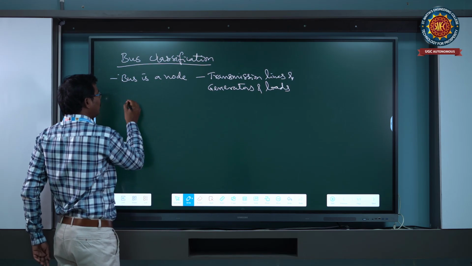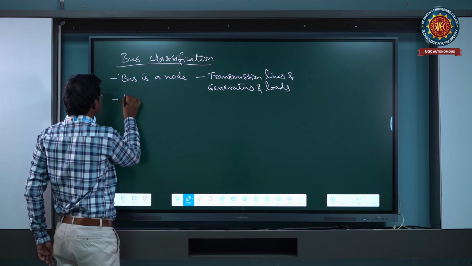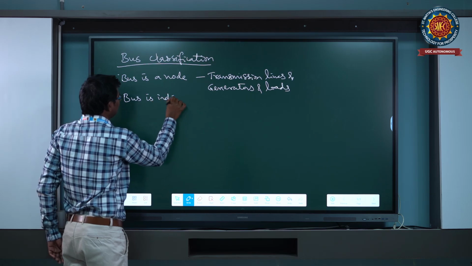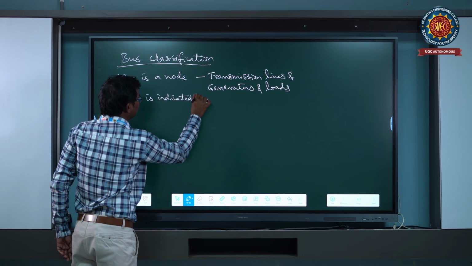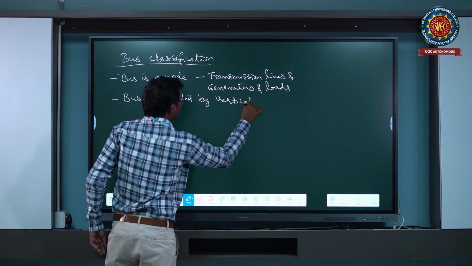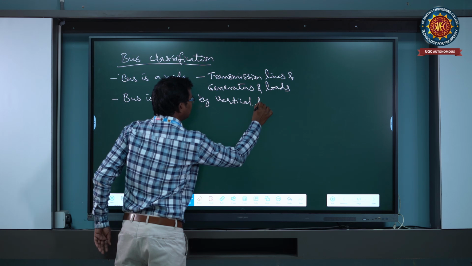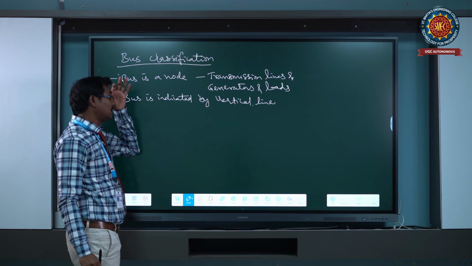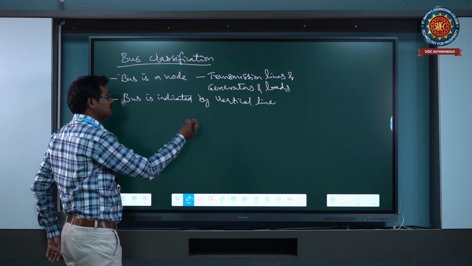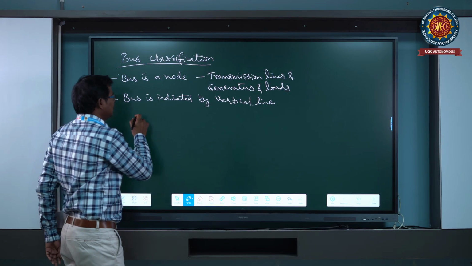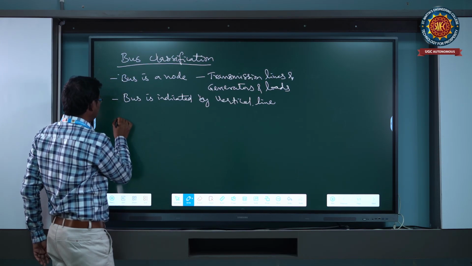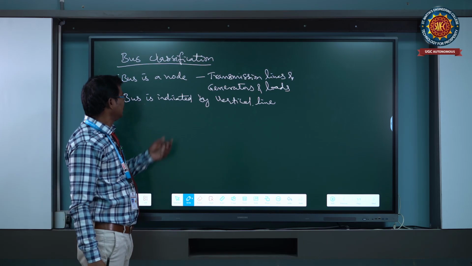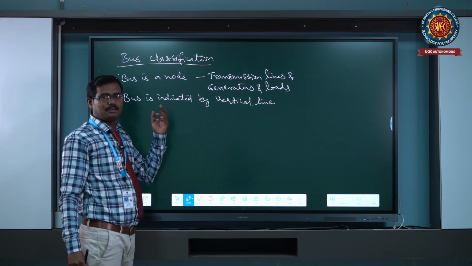And the bus is indicated by a vertical line. Many components are connected at this vertical line, this bus. Generally, we have to take the buses of the system and take the quantities.